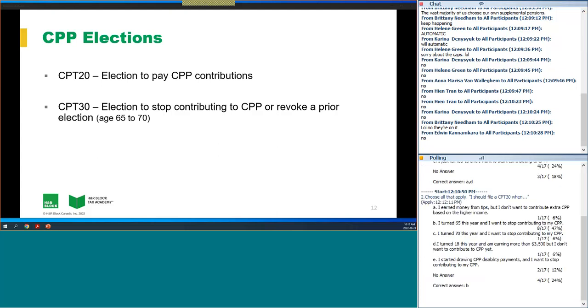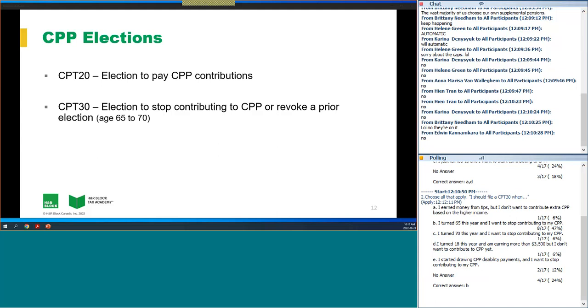Here we go. All right, so most of you figured out if you don't want to pay money on your casual labor and your other things like that, your tips, you don't have to do anything. You are correct. You don't have to do anything. Unless you make an election that year to pay CPP on it, nothing's going to happen. So that one you don't have to worry about.